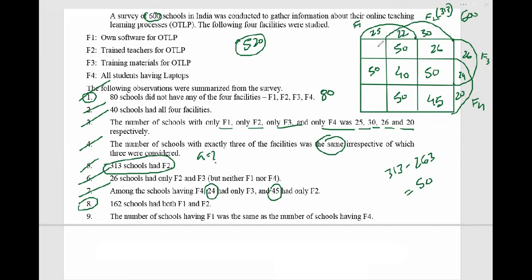So only 2 boxes left. Only 2 positions left, and we have enough information to solve them. One piece of information is that the 313 is completely utilized. Still, I can use the 520 total. And also I can use F1 is equal to F4.